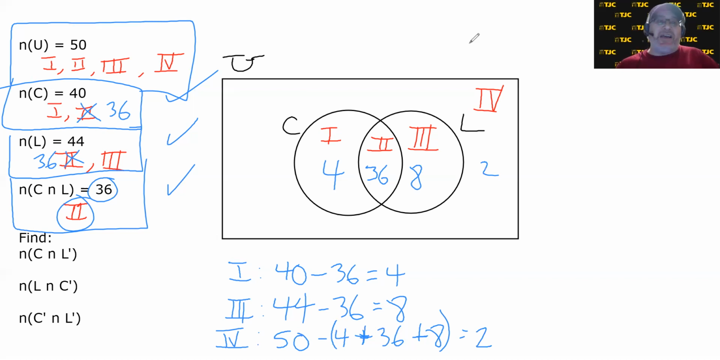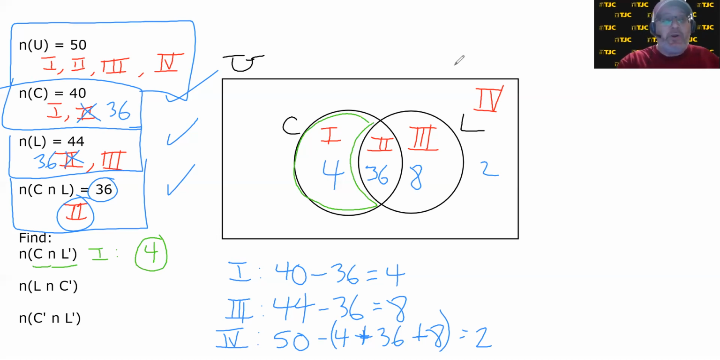The first question was, how many states have casinos but not lotteries? That's like saying, and we've already got it written here, how many states are in circle C and not in circle L? Well, which region represents inside of circle C but outside of circle L? Region 1. And we don't have to calculate, we just simply have to observe. There are 4 states that have casinos but not lotteries.